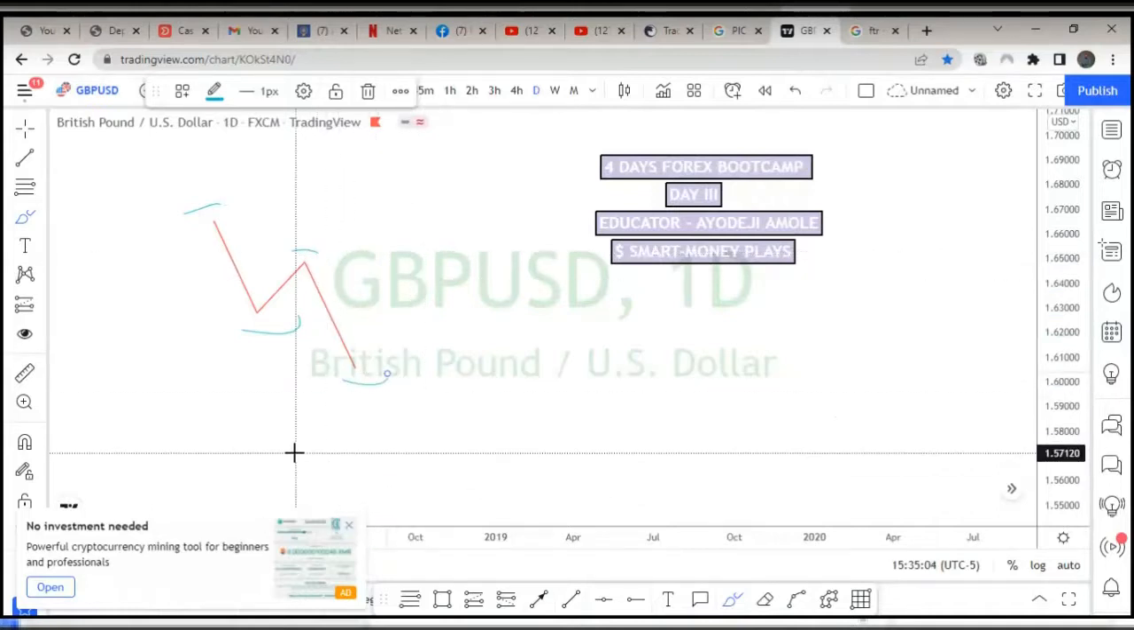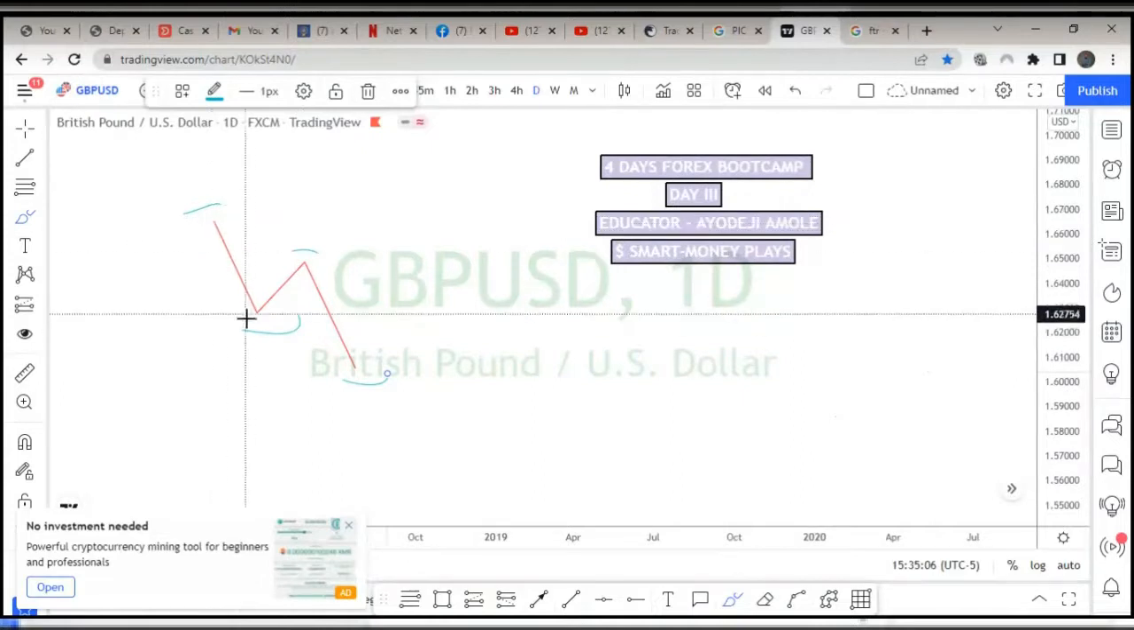Just a structural movement. Now, the market broke this last point, this last structural point.